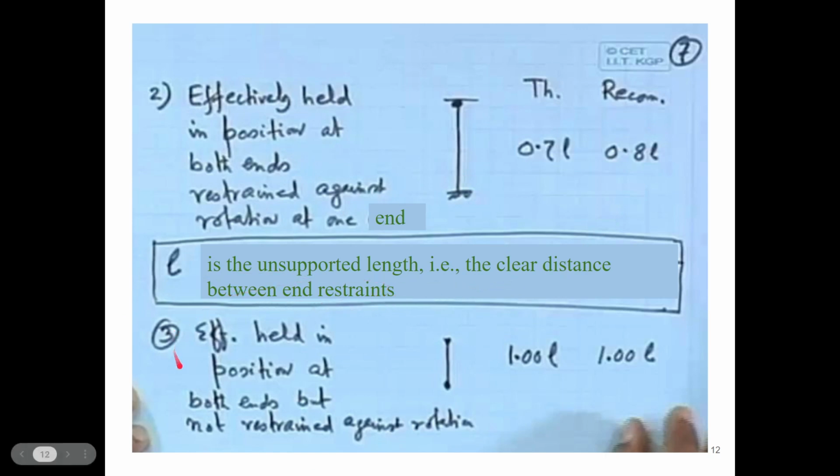The third case is effectively held in position at both ends but not restrained against rotation. That is basically the pin support or the hinge support. If both ends are hinge supported or pin supported, in that case the effective length is equal to the unsupported length. For both the theoretical and recommended values, the same value will be taken, that is, the unsupported length.